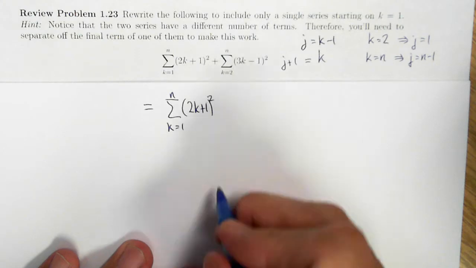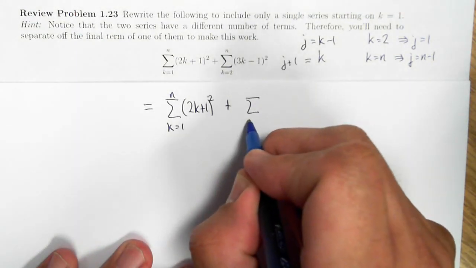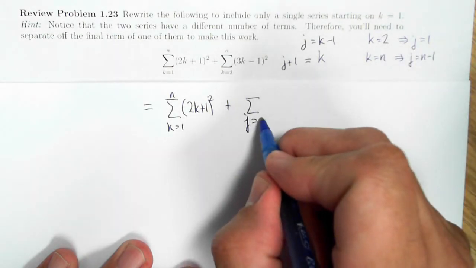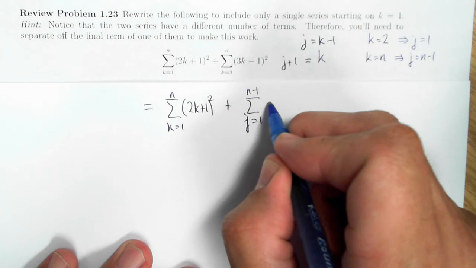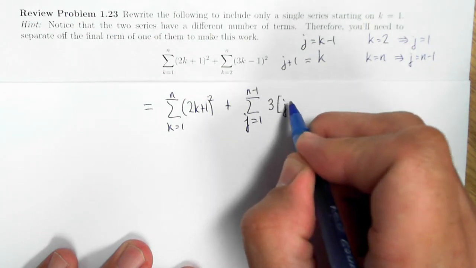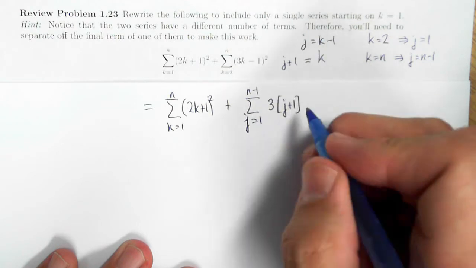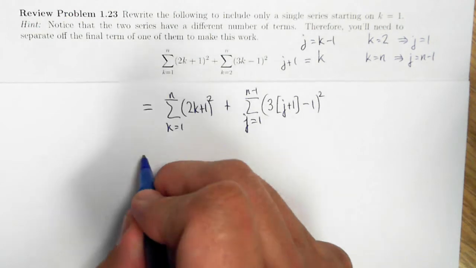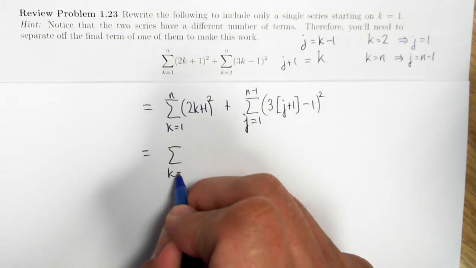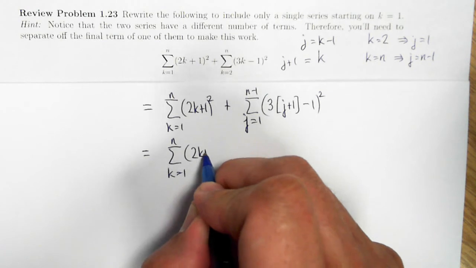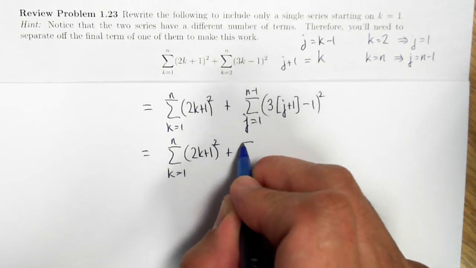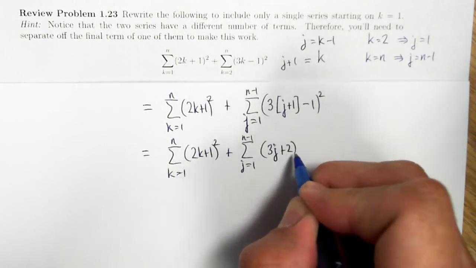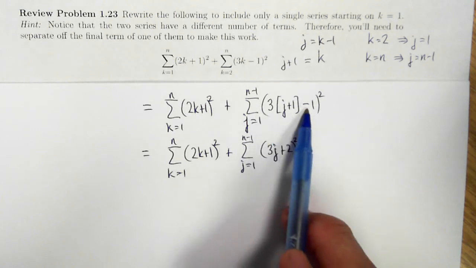That doesn't change. And then the second series becomes the summation j equals 1 to n minus 1 of 3 times j plus 1, because k is j plus 1, minus 1 whole thing squared. So that's equal to the summation k equals 1 to n of 2k plus 1 quantity squared plus the summation j equals 1 to n minus 1 of 3j plus 2 squared, after we simplify the inside.